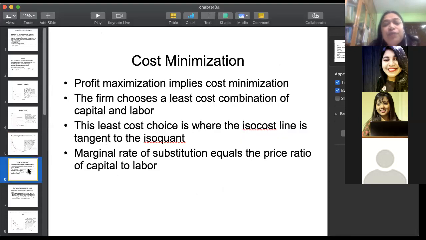Okay, profit maximizing implies cost minimization. The firm chooses the least cost combination of labor and capital, right? You want to produce Q0 at the lowest possible iso-cost. That means it chooses the lowest possible cost combination of labor and capital. And this least cost choice is achieved where the iso-cost curve is tangent to the iso-quant curve.